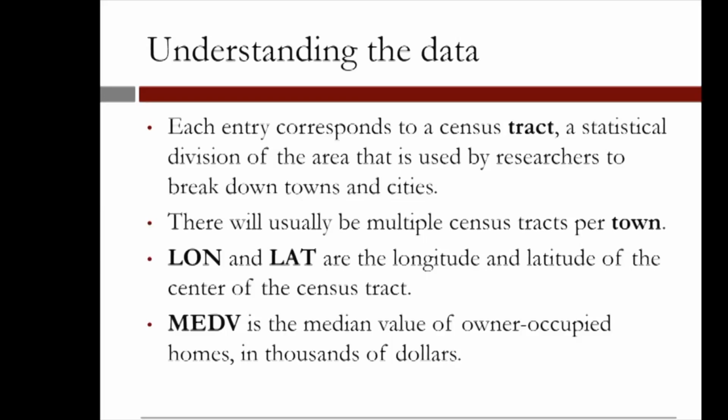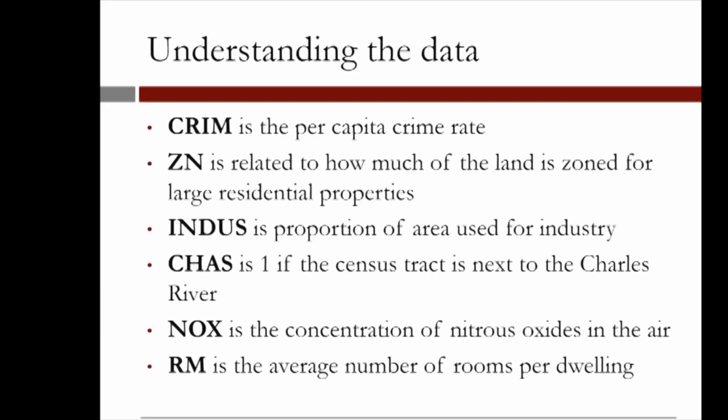MEDV is the median value of owner-occupied homes measured in thousands of dollars. CRIM is the per capita crime rate. ZN is related to how much of a land is zoned for large residential properties. INDUS is the proportion of area used for industry. CHAS is 1 if a census tract is next to the Charles River, which I drew before.